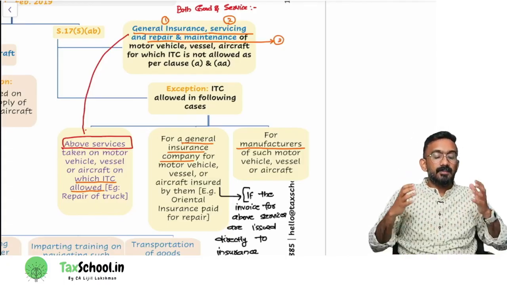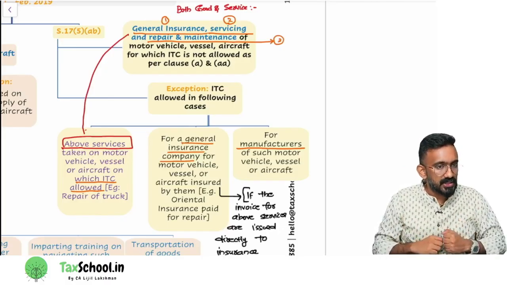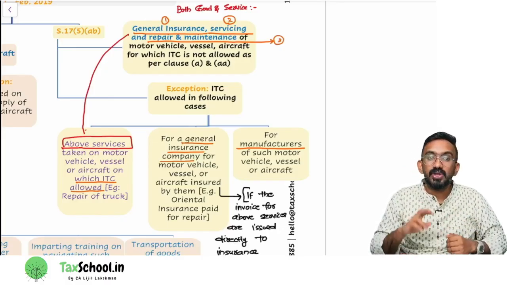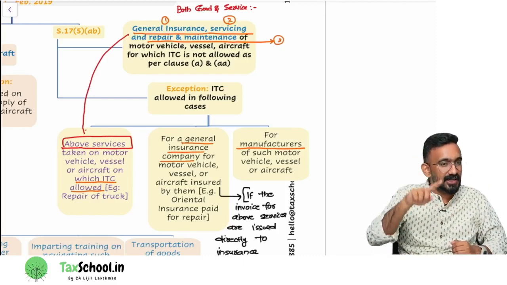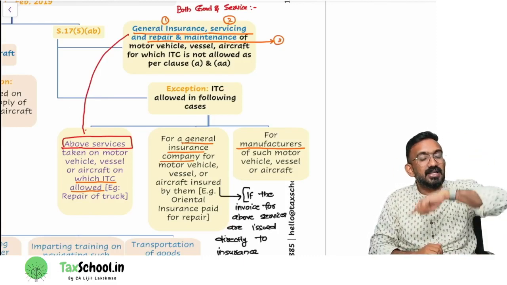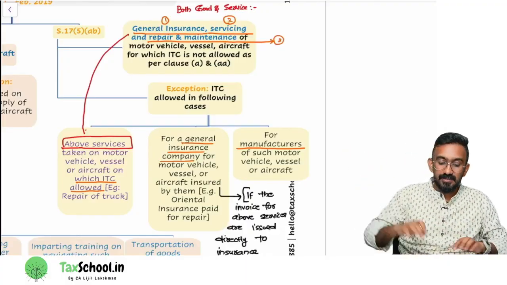Now, an institution, an academy purchased a 32-seater bus. Can he take ITC at the time of purchase of the bus? Yes, because it is not less than or equal to 13-seater. It is more than 13. He can take ITC. On the bus he has taken general insurance. Can he take ITC? Yes. That is the first exception that you can see here.